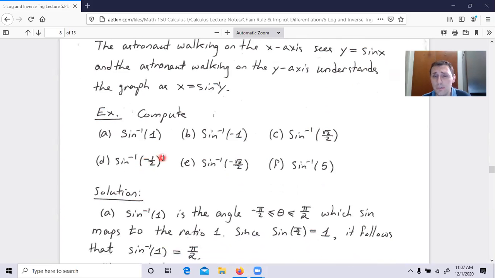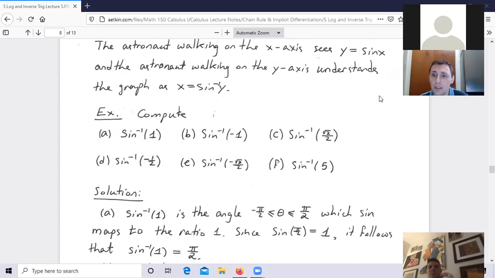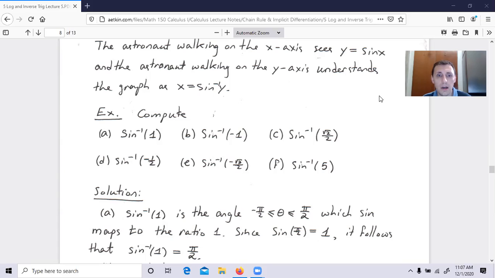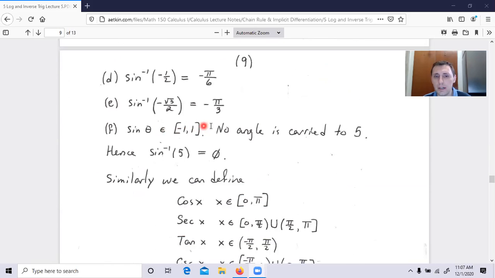What is sine inverse of minus 1/2? Type in the comments quickly. In other words, what ratio gives us 1/2 but with a negative? And the answer is clearly what? That would be 1/2, and then to get minus 1/2 it will be minus pi over 6. Good? Minus pi over 6. Understood? So those are angles that you should know.